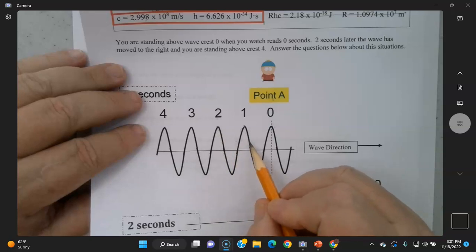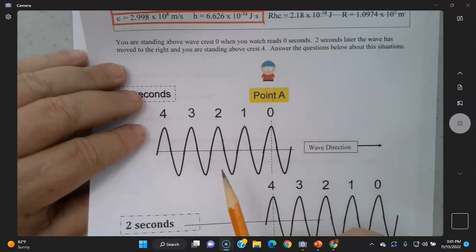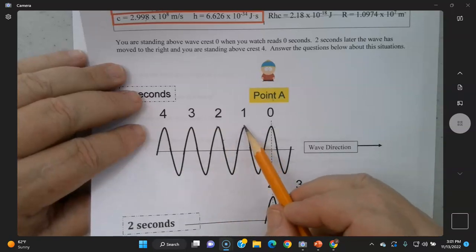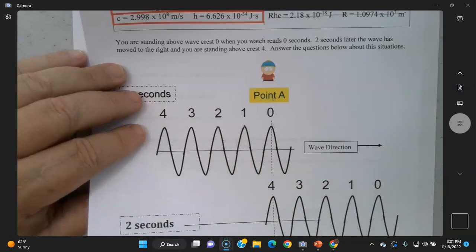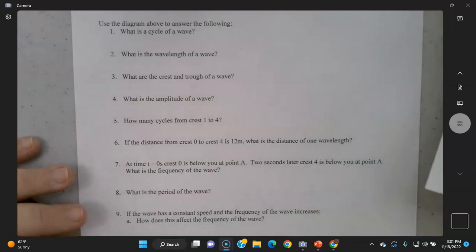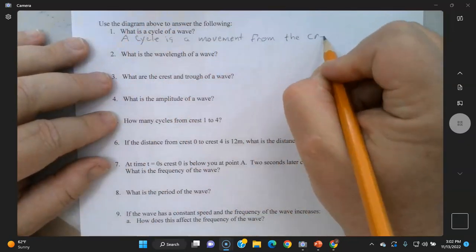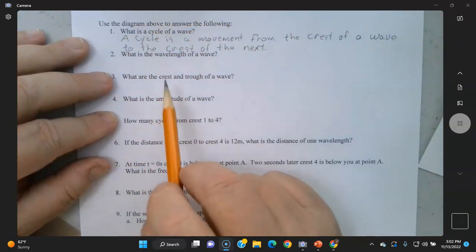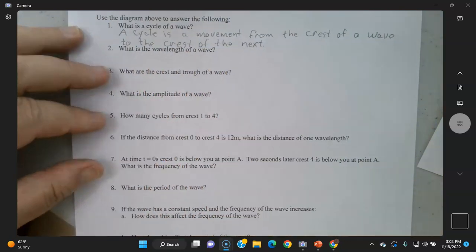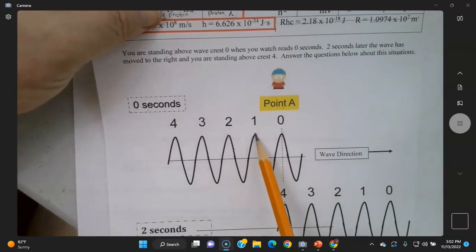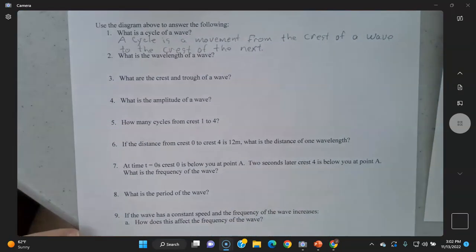It could be from here and then I go up and down and back up to there again, but that's a little more complicated and confusing. So if you just think of starting at a crest, go down and come back up to the next crest, that's one cycle, okay? So let's go ahead and write that. Okay, so a cycle is a movement from the crest of a wave to the crest of the next wave over. Okay, so again, starting right here, you go down and you go to the crest of the next wave over. All right, what is the wavelength of a wave?